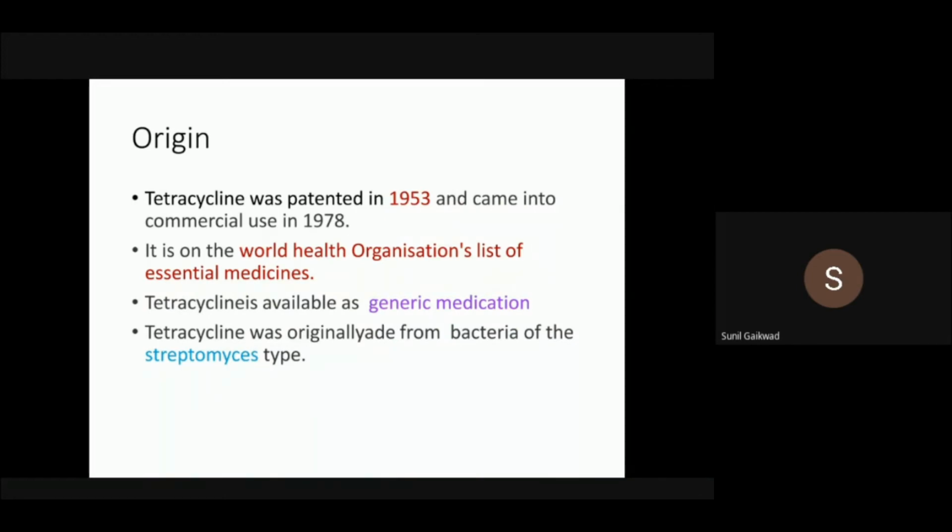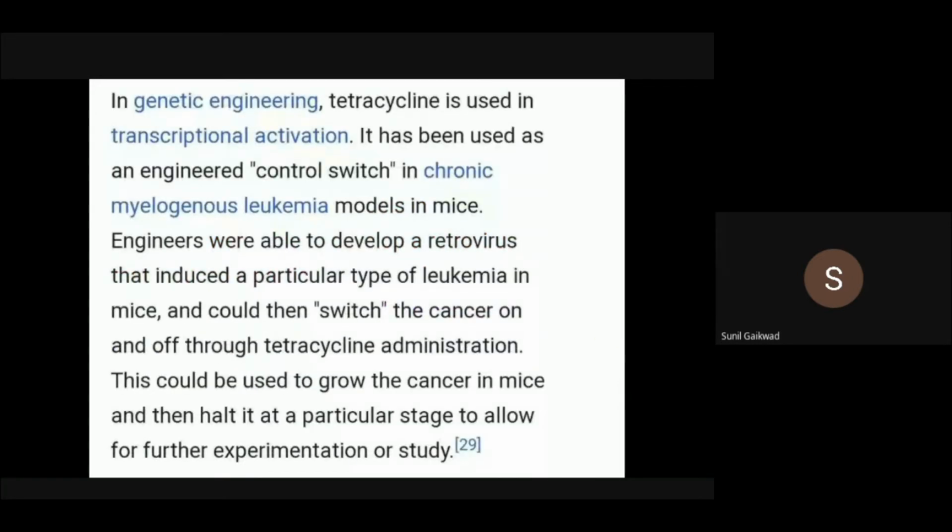It is on the World Health Organization's list of essential medicines. It is also available as a generic medicine. It was originally made from bacteria of the Streptomyces type. In genetic engineering, tetracycline is used in transcription activation. It has been used as an engineered control switch in chronic myelogenous leukemia models in mice.